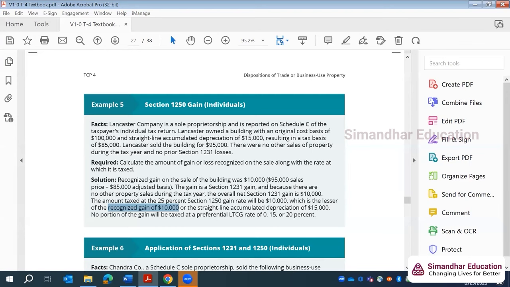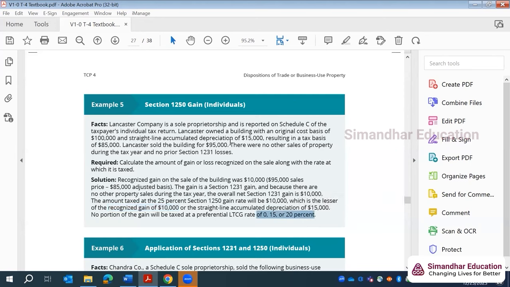So for individuals, the concept is more or less like what we had done for Section 1245 personal property. If I sell the building for $105,000, am I selling it over and above my purchase price of the original building? The answer is yes. How much am I selling over and above my purchase price? By $5,000. So that $5,000 is going to be my Section 1231 gain, which will be taxed at a preferential rate between 0 to 20%.